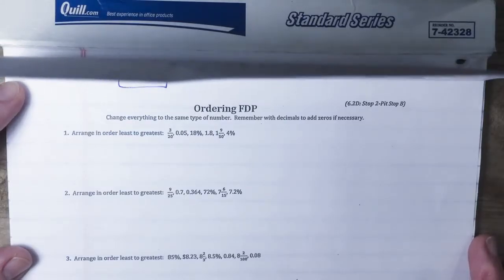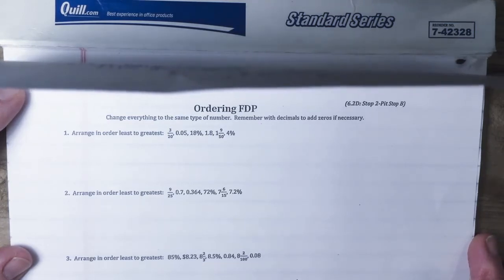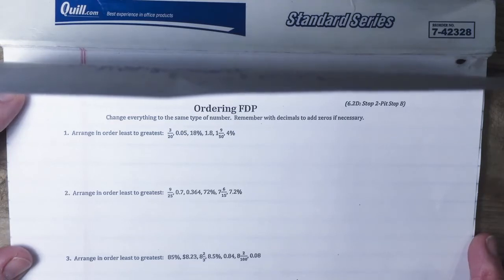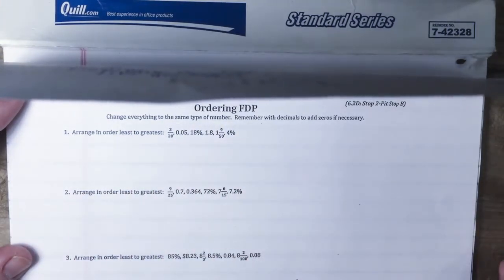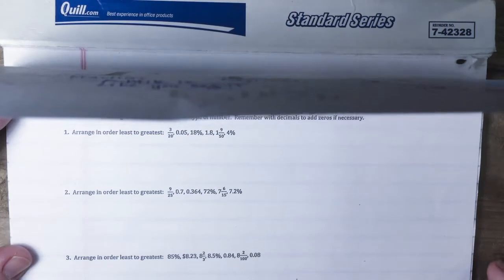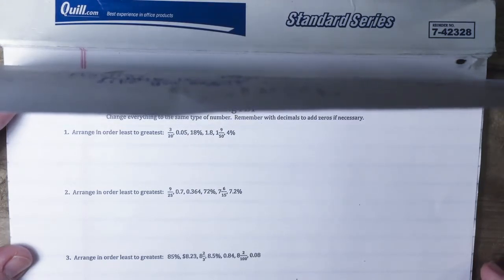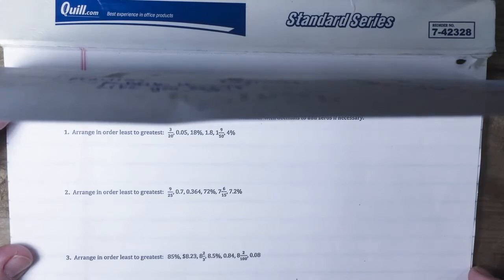All right, so we're going to continue to use FDP and apply it when we're ordering rational numbers. So a rational number is pretty much all your positive and negative integers, your fractions and your decimals, and even your percents. All right, so it says in the directions that we need to change everything to the same type of number. And then if we're working with decimals, we may have to add zeros if we need to. And so you can change everything to a fraction, you can change everything to a decimal, or you can change everything to a percent. And normally people don't change everything to fractions because that seems to be harder, and they would all need a common denominator when you put them in order. So usually people will change everything to either a percent or to a decimal.